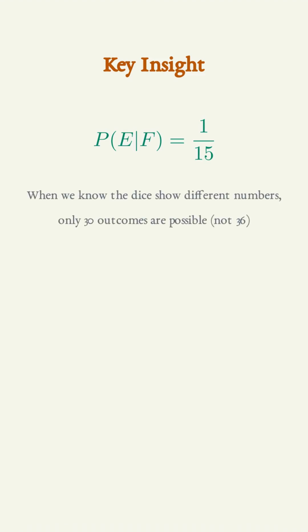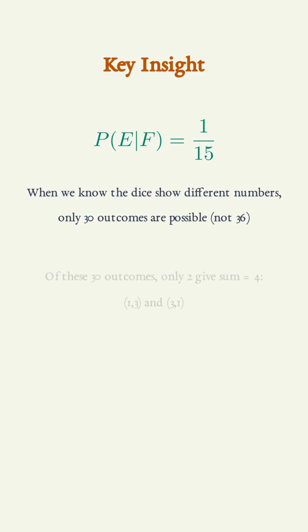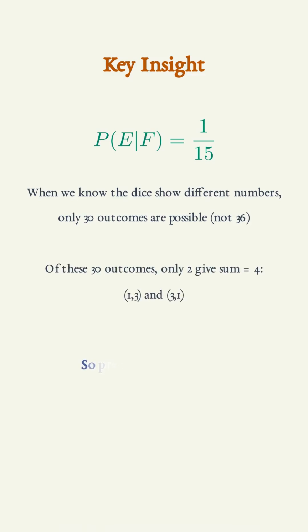When we know the dice show different numbers, only 30 outcomes are possible. Of these, exactly 2 give sum equals 4, so the probability is 2 over 30 equals 1 over 15.